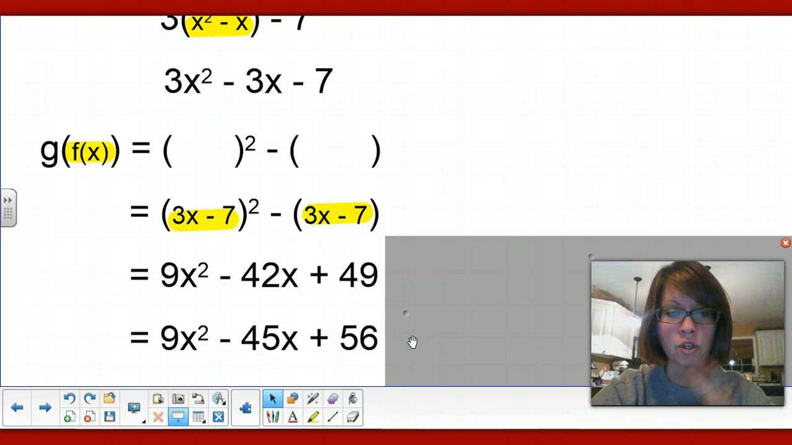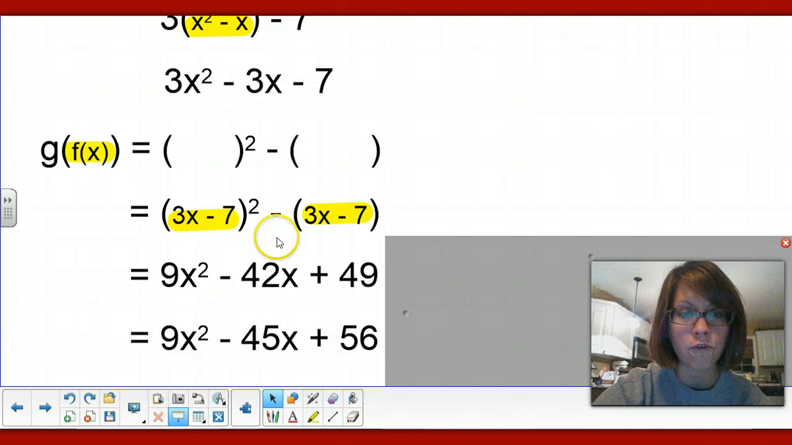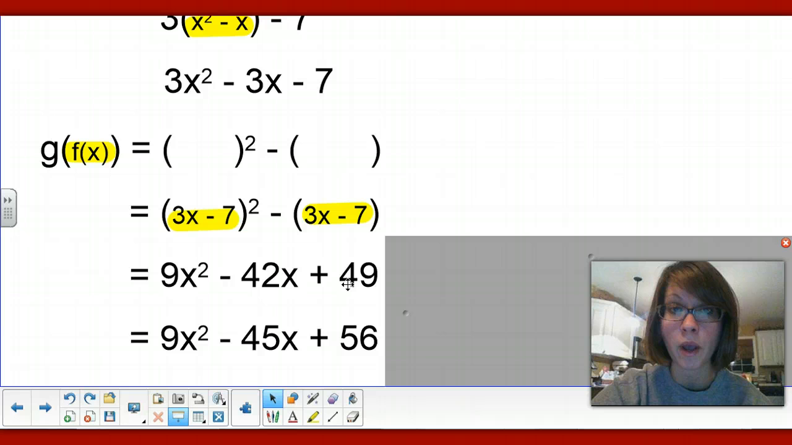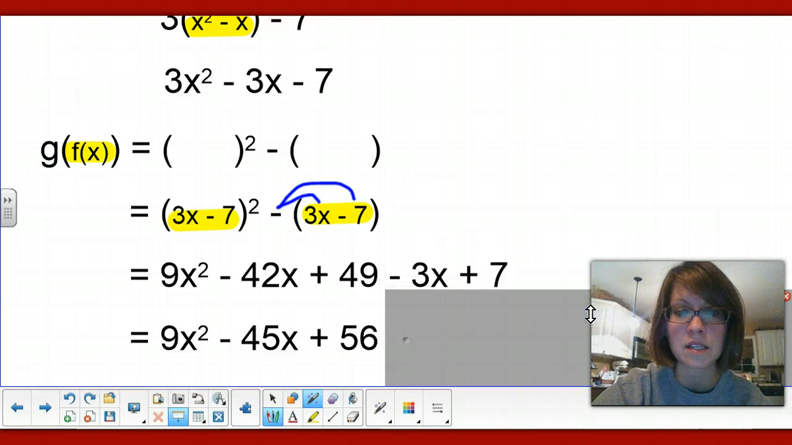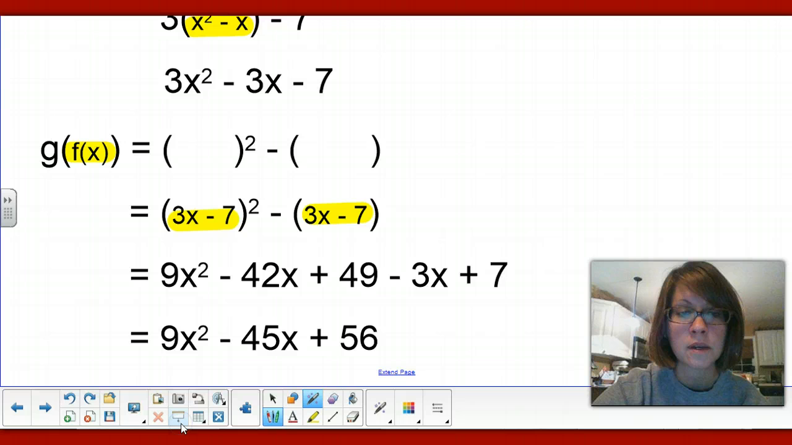Yes, you're seeing the next row. Don't worry about that right now. It's when you FOIL this, 9x squared minus 42x plus 49. Go ahead and FOIL it and make sure you agree with that. The other thing is you're subtracting this second one, and so you have to actually distribute your minus through this group. So it is minus 3x and plus 7. That's really important. Okay, then we combine our like terms to get 9x squared minus 45x plus 56.